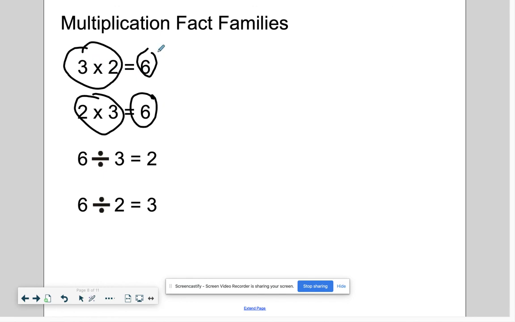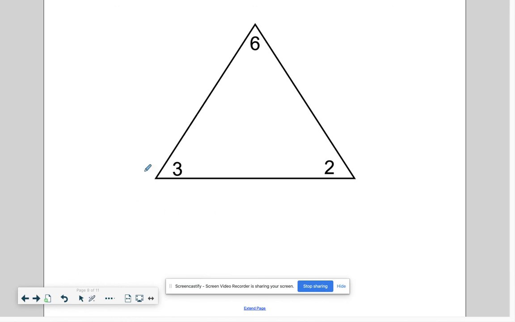This is called a math fact family. 3 and 2 and 6 are related because 2 times 3 is 6, right? 3 times 2 is 6. 6 divided by 3, that means 3 goes into 6 twice. Here's my 2. And 6 divided by 2, that means the number of 2's that are in 6 is 3. So these 3 numbers, 3, 2, and 6, are closely related, and we call that relation a fact family.